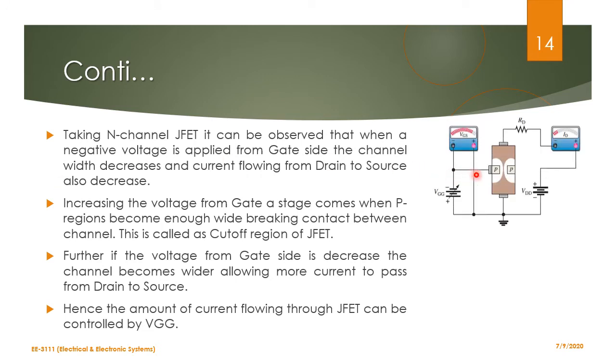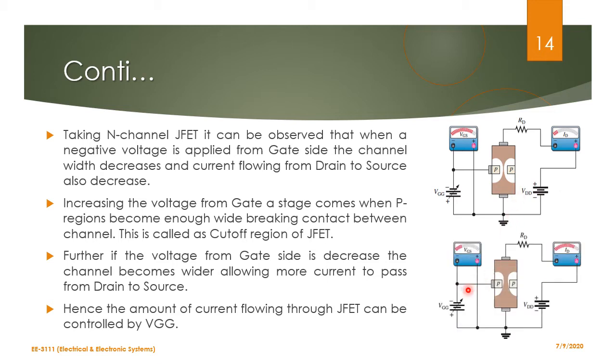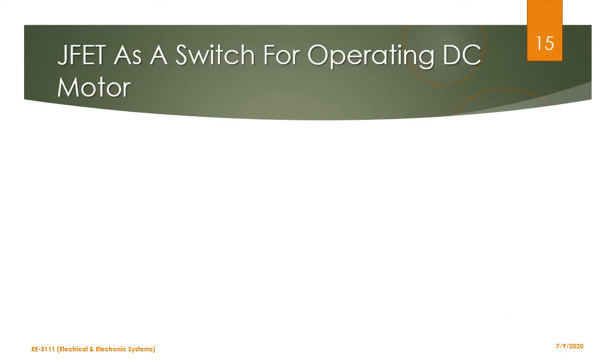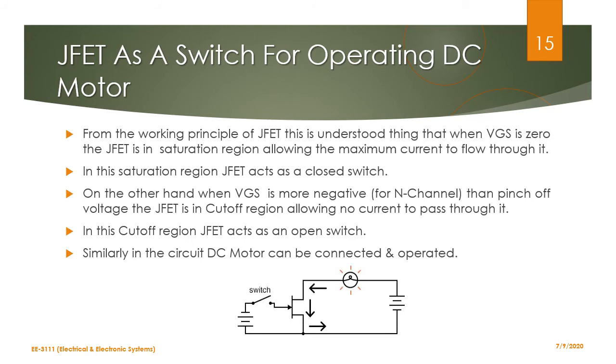When voltage is applied from the gate side, the current flowing through the drain and source becomes low, while when voltage isn't applied from the gate side, the current increases. So this phenomenon can be used to operate them as switches. JFET as a switch for operating DC motor. When we apply voltage at the gate side, it will act as an open switch, and when voltage isn't applied at the gate side, the JFET will act as a closed switch.